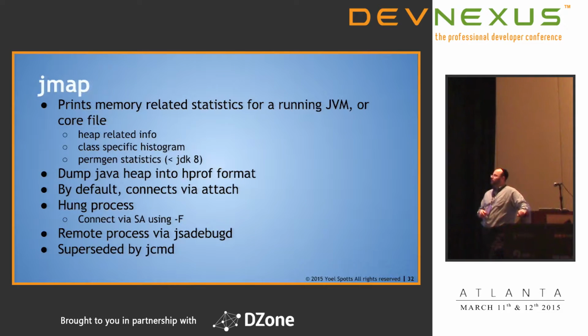And once again, if you've got a hung process and you want to get a heap dump in order to be able to analyze that heap dump, you can attach via -F, which will not use the attach API, but will use the serviceability agent.